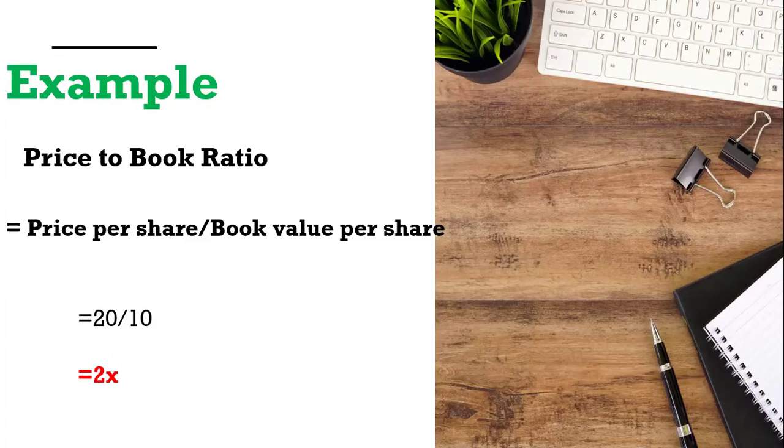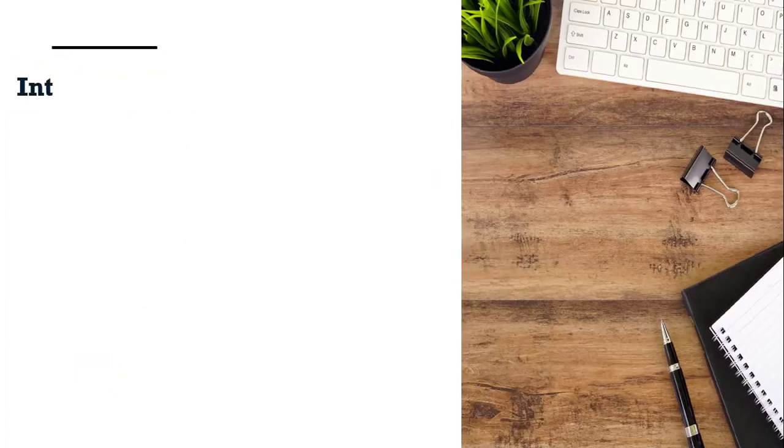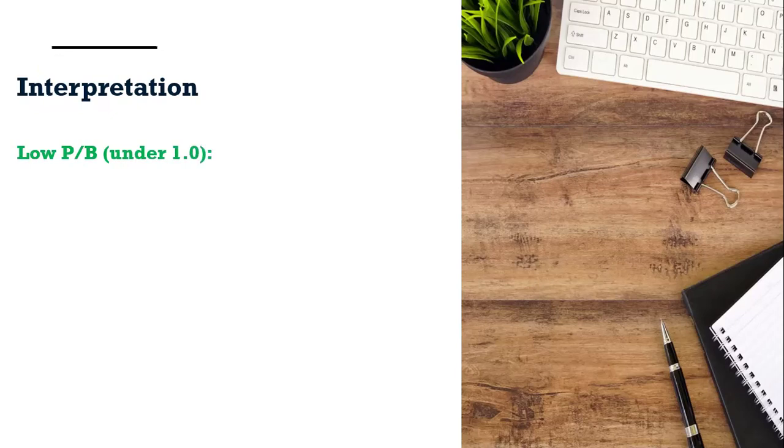So you have to use this ratio with the other ratios, and then you make a final conclusion, because you cannot only rely on this. There could be other factors that could affect the company, not only the price to book ratio. So now let's interpret it. What does it mean if you have a price to book ratio that is 1? What does it mean if you have one that is less than 1? And what does it mean if you have one that is higher than 1?